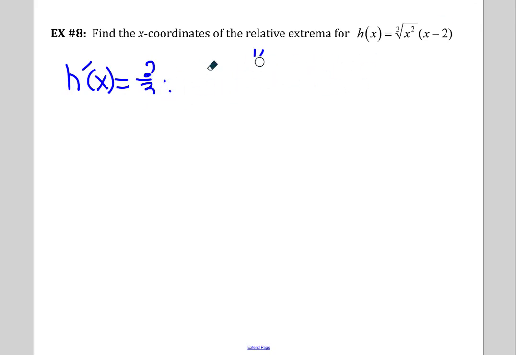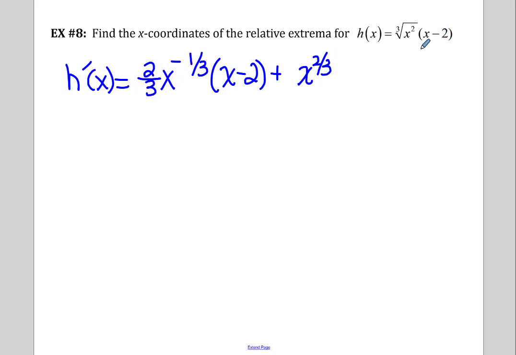Back that up. That was the other problem. I'm looking at the wrong work on my paper. I need this one. So the first one, 2/3 x to the negative 1/3. Hold the second one constant. And then x to the 2/3. And take the derivative of the second one. That's a 1. Yeah, that way we'll have a common denominator and stuff.